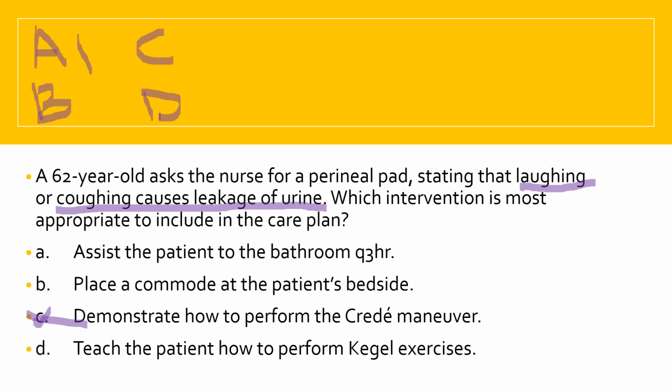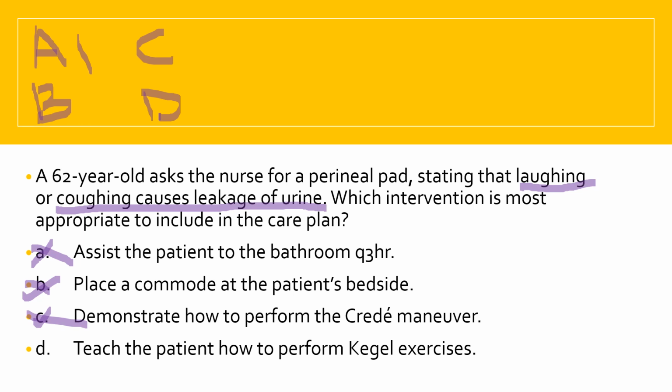Placing the commode close to the bedside and assisting the patient to the bathroom is helpful for functional incontinence, right? So functional means that they can't get to the toilet in time to urinate. And assisting the patient to the bathroom every 3 hours would not be frequent enough. That's not going to help this patient either. That's going to go with functional incontinence, right?